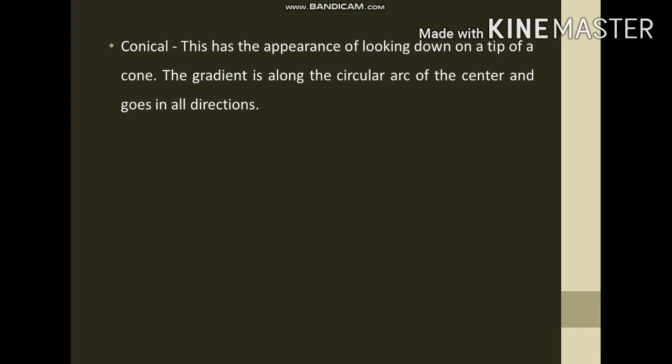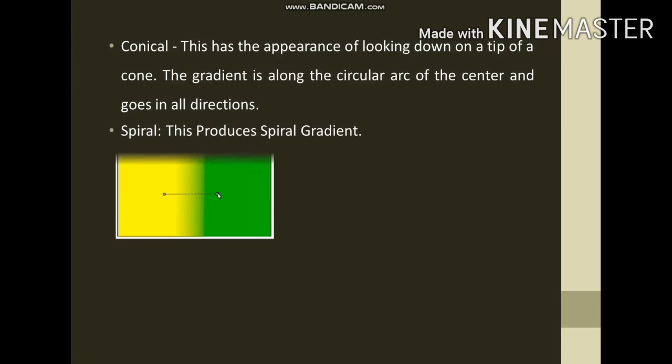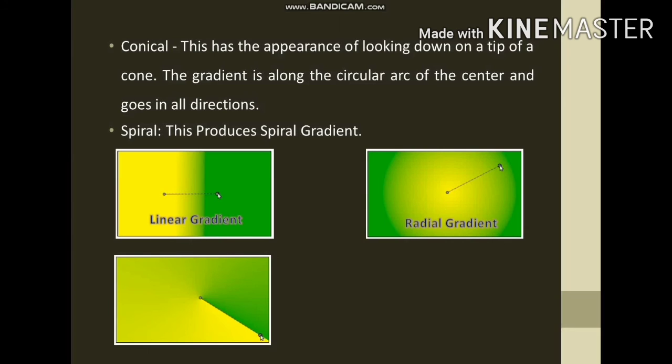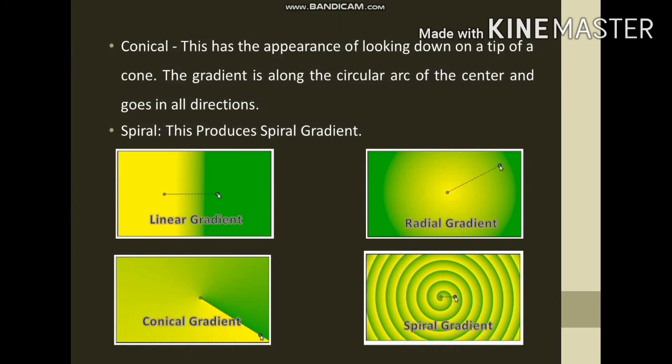Conical. This has the appearance of looking down on the top of the cone. The gradient is along the circular arc of the center and goes in all directions. Spiral. This produces the spiral gradient. You can see here, this is a linear gradient, this is a radial gradient, this is a conical gradient and this is a spiral gradient.